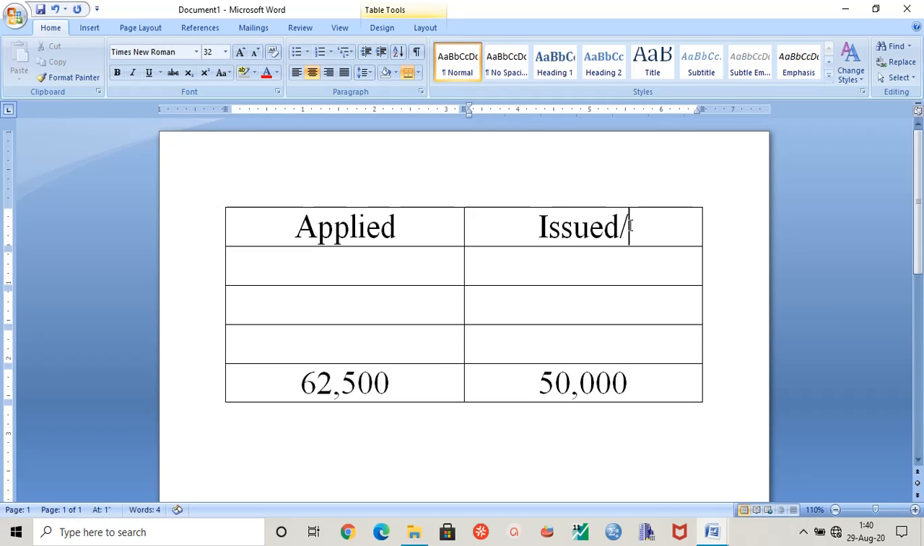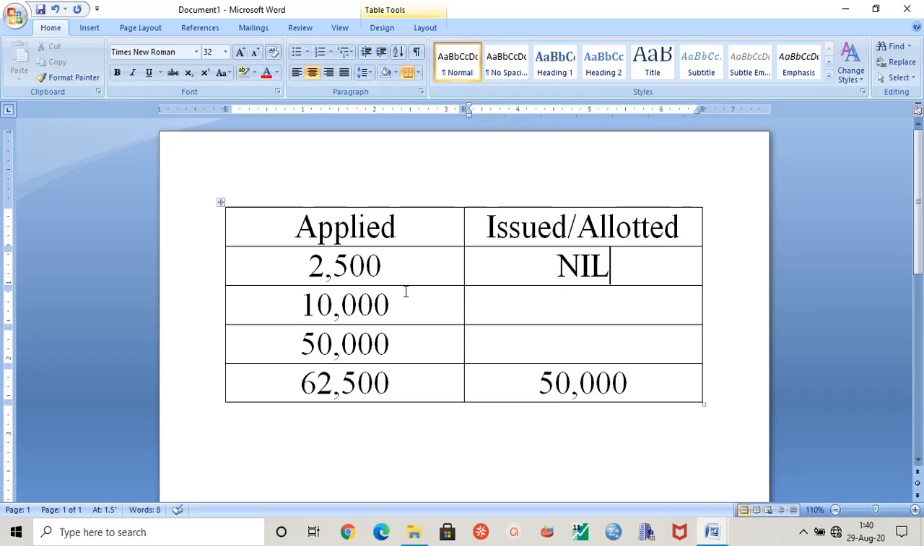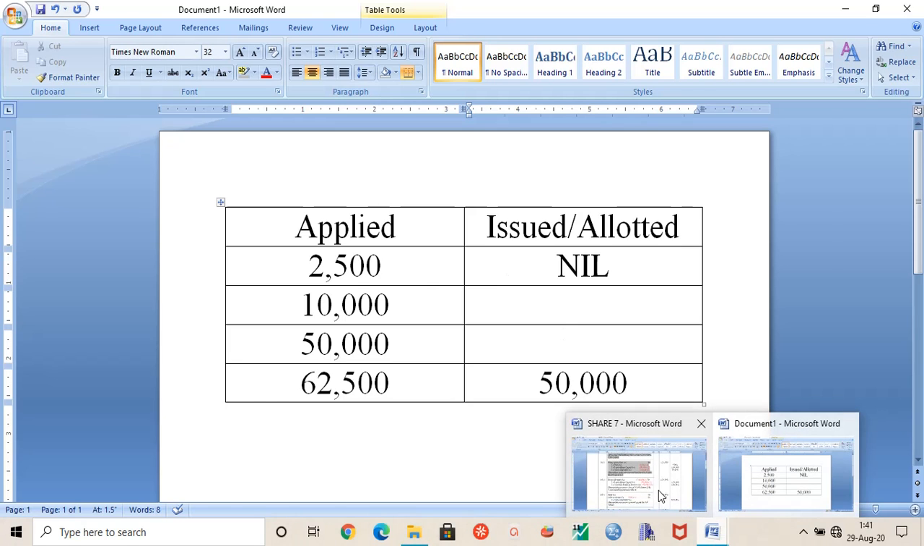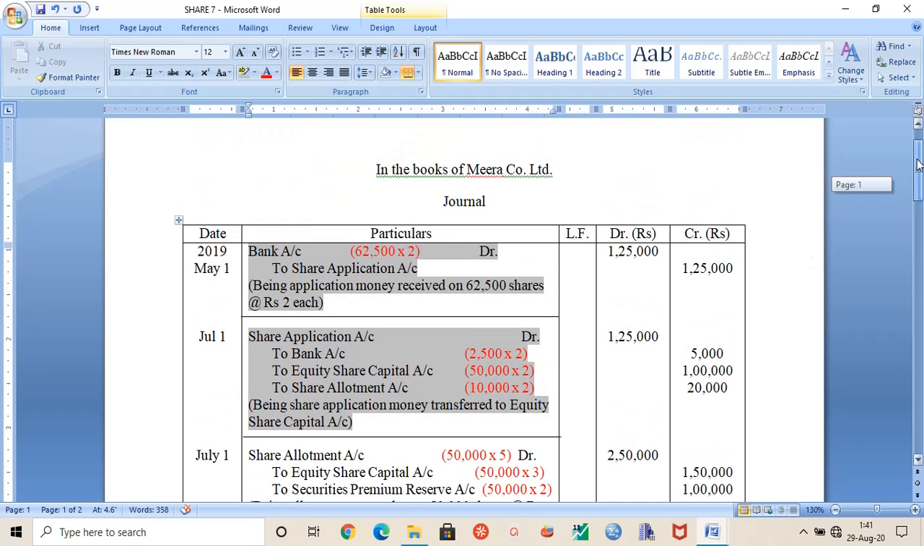You can write allotted also. Okay, so first 2,500. Let us make the categories here: 2,500, this 10,000, and the remaining how much? 50,000. Out of which this was refunded. Nothing was allotted. No number of shares were allotted here in case of 2,500. That's why they were refunded here. That's why we are making the refund here.